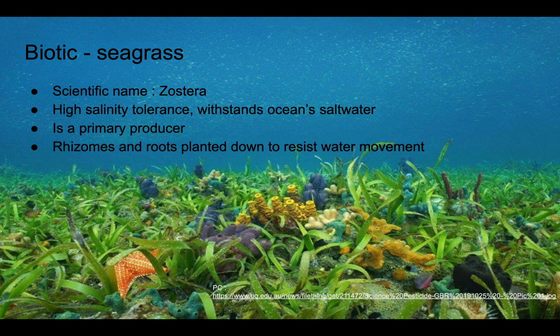Seagrass. They have a scientific name of Zostera and have high salinity tolerance, which withstands ocean salt water. They are a primary producer and have rhizomes and roots planted down to resist water movements.